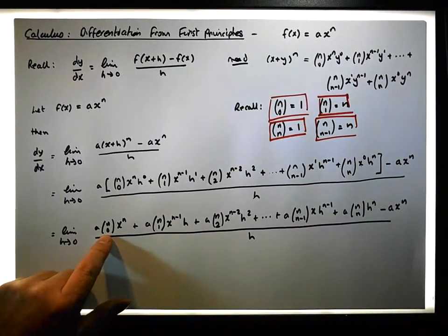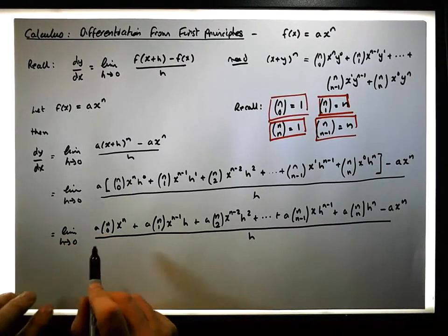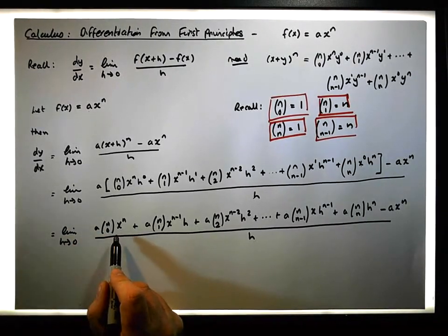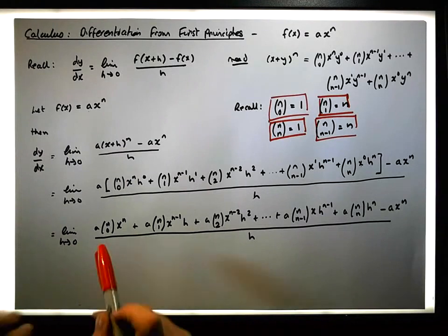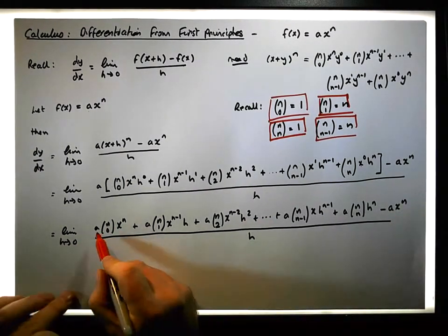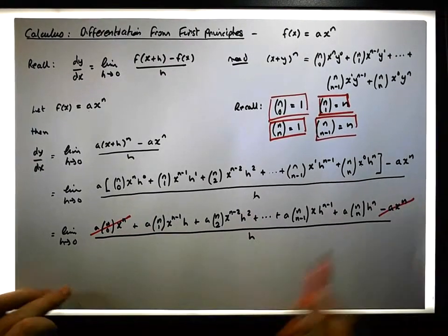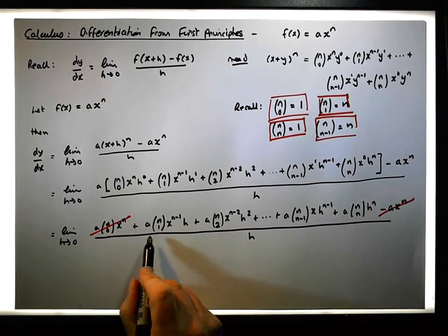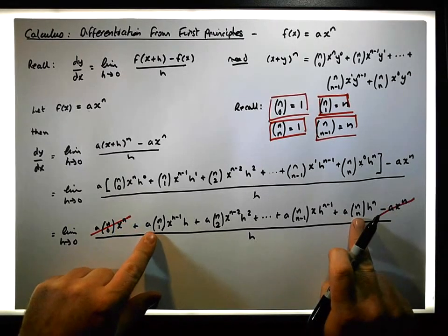So this becomes 1. Now look what we have. We have a times 1 times x to the n, which is the same as a times x to the n, but we have a minus a times x to the n here. So this whole thing here is going to cancel with this thing here, which now leaves just this part of the binomial expansion.